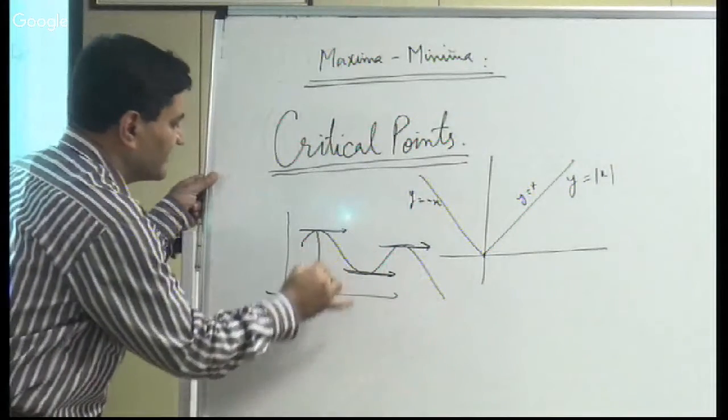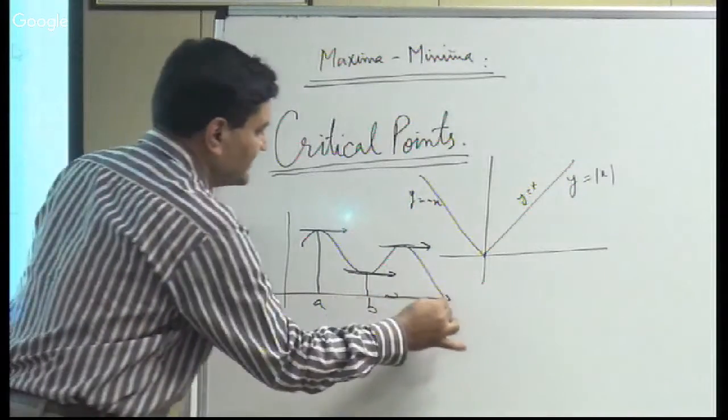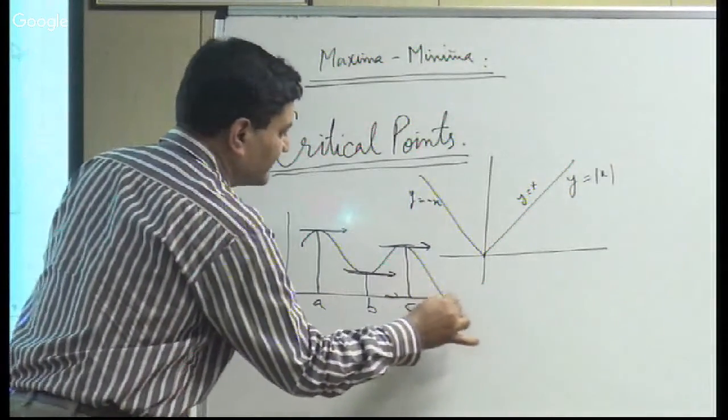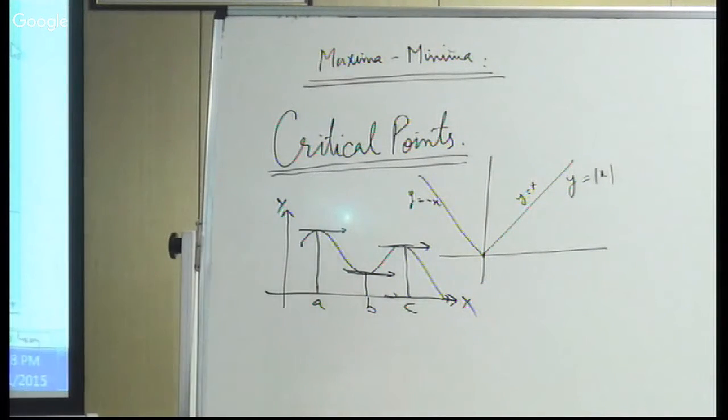Why are these the points where the derivative becomes 0? X is A, X is B, and X is C. Because at these points, the tangent line is parallel to the x-axis. And when the tangent line is parallel to the x-axis, the angle which this tangent makes with the positive direction of the x-axis is 0 degrees. So what is tan 0? 0. So the slope is 0.